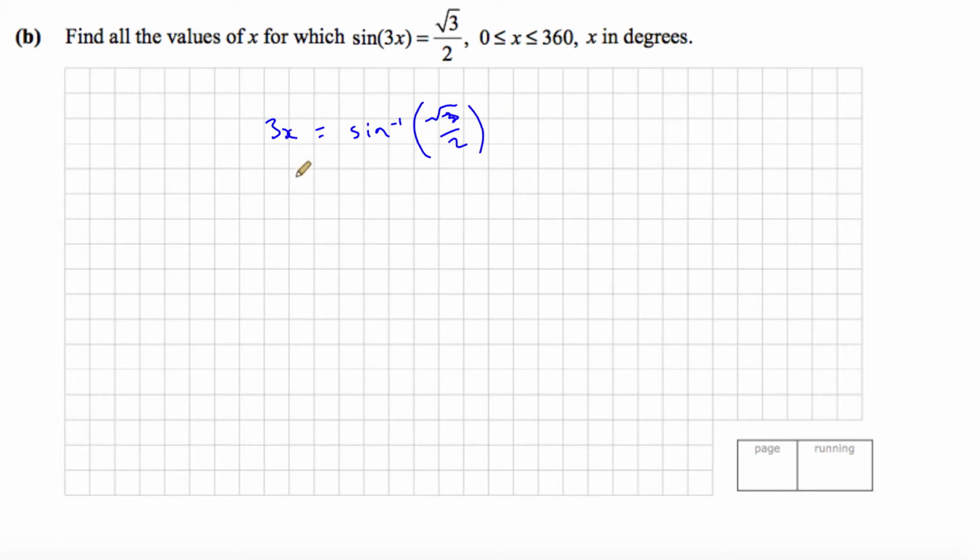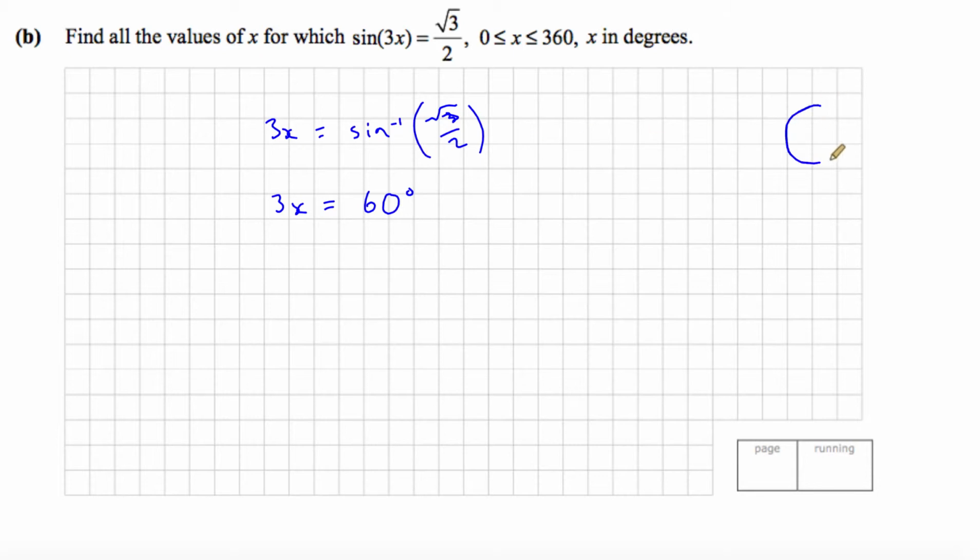So if you do that in a calculator, the inverse sine of root 3 over 2 is 60 degrees. Make sure again your calculator is on degree mode. Okay, so 3x is 60 degrees.